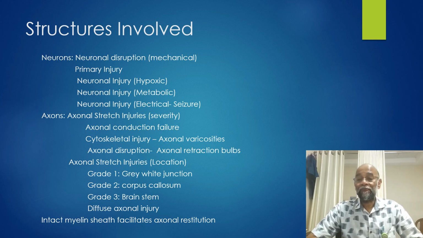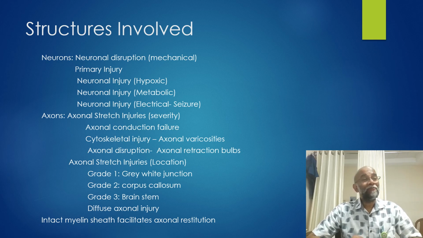Diffuse axonal injury is a term which suggests that there is axonal injury all over the brain. These patients may not have very obvious radiological findings on CT. However, neurologically, they are very impaired. So most head injury patients have a combination of both impact and inertial injuries. And the inertial injury component, which affects the axons, may not be radiologically apparent.